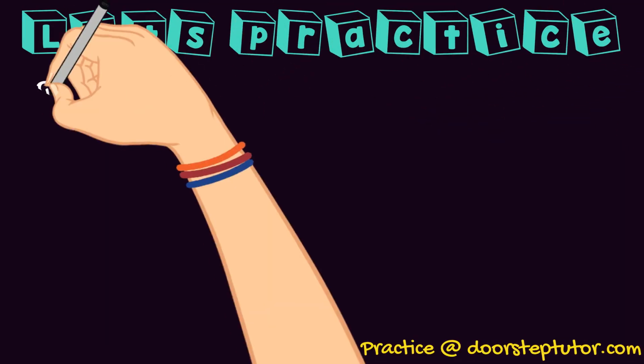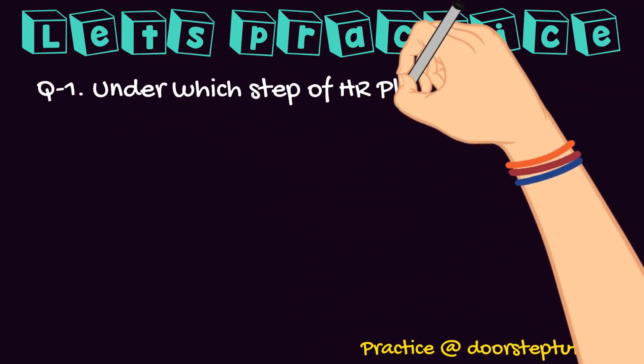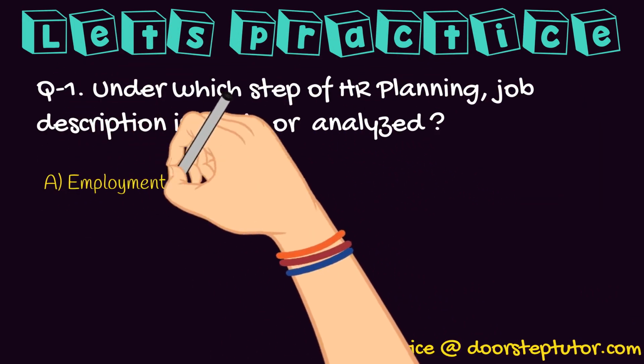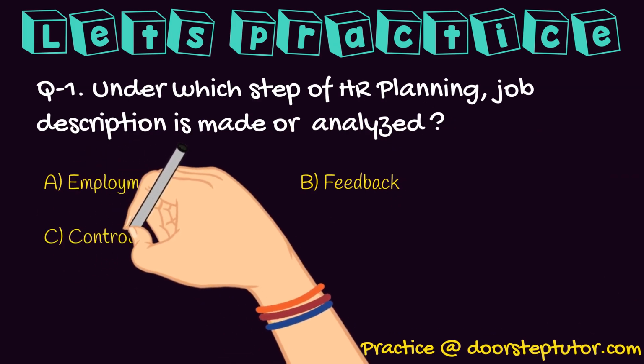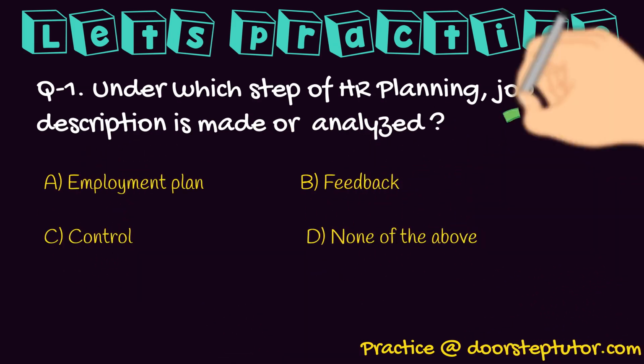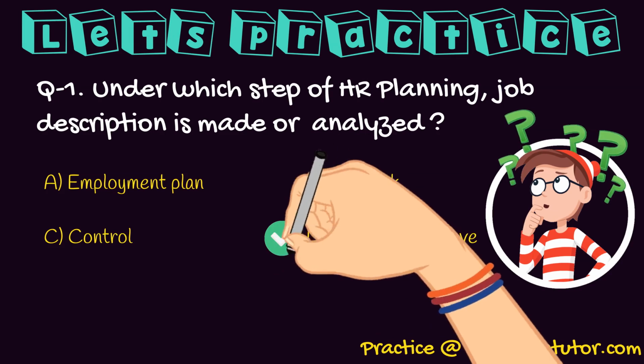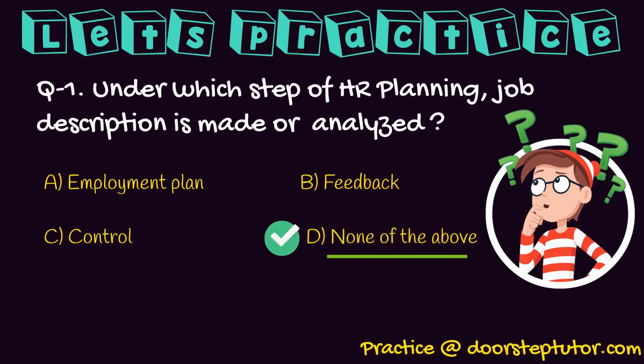Right. So let's practice some important questions. Under which step of HR planning is job description made or analyzed? Employment plan, feedback, control, none of the above. So the question is, under which step of HR planning is job description made? So we know that the job description is made under determining the job requirements of people to be hired. Okay, so here the options are employment plan, feedback, control, none of the above.